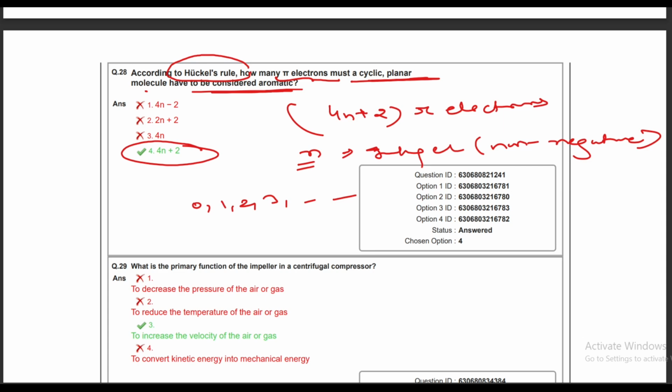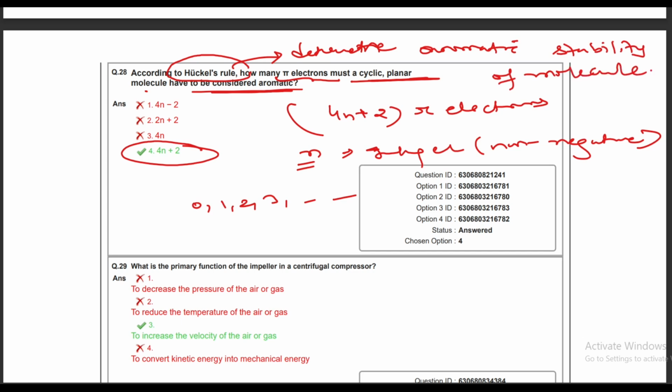So this rule, Huckel's rule, helps to determine the aromatic stability of a molecule. Clear?